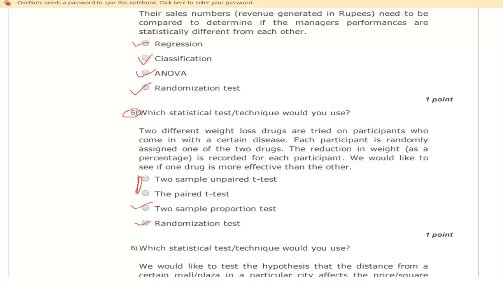But if it's not, meaning if people are being randomly assigned to drug A and some people are randomly assigned to drug B, you might not have equal size data sets, you might not have a logical connection for each data point, and at that point you'd be looking at the unpaired t-test.